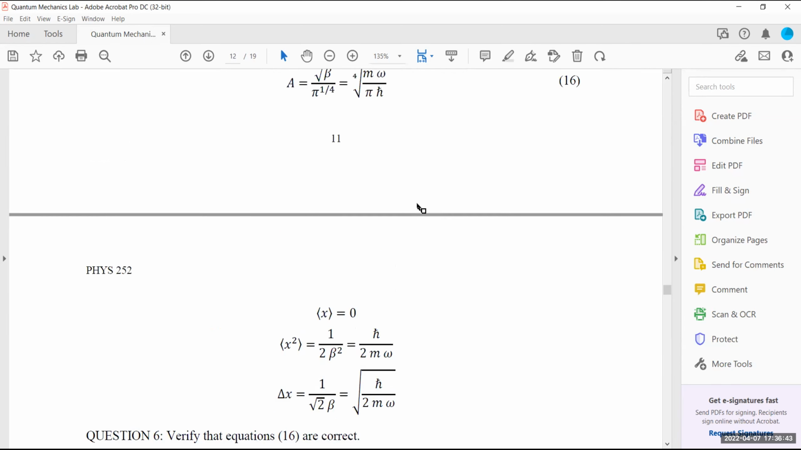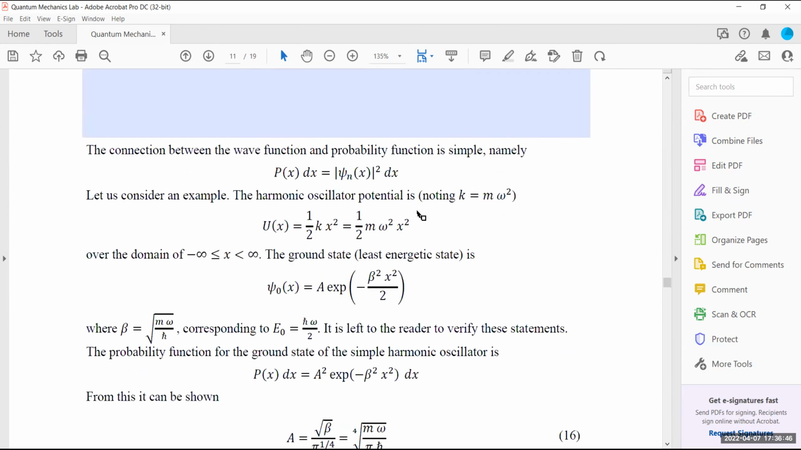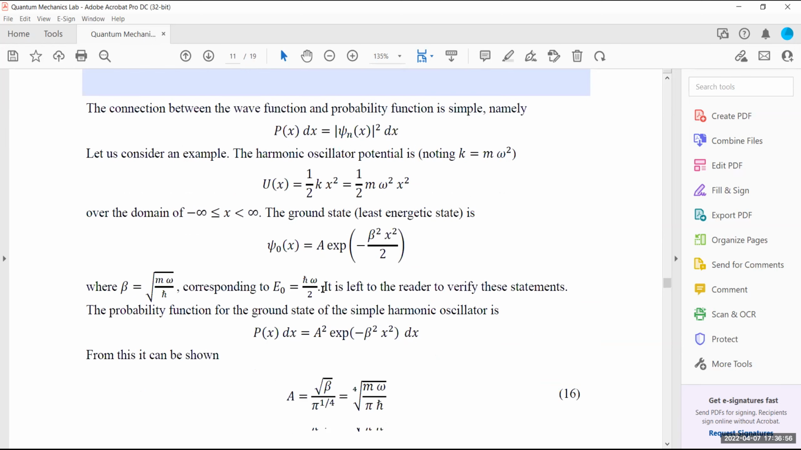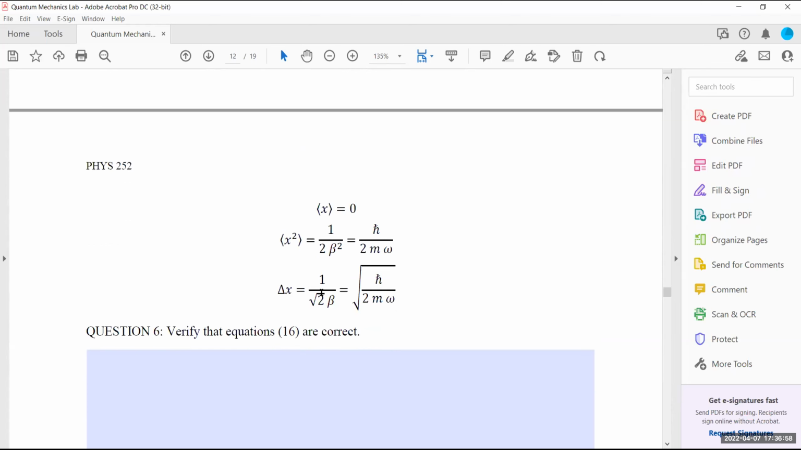You can find the average of x to be 0, and that is because it's an odd function, and you're integrating it from negative infinity to positive infinity. So the negative side will contribute the same amount as the positive side, and they cancel out. So the average is 0.